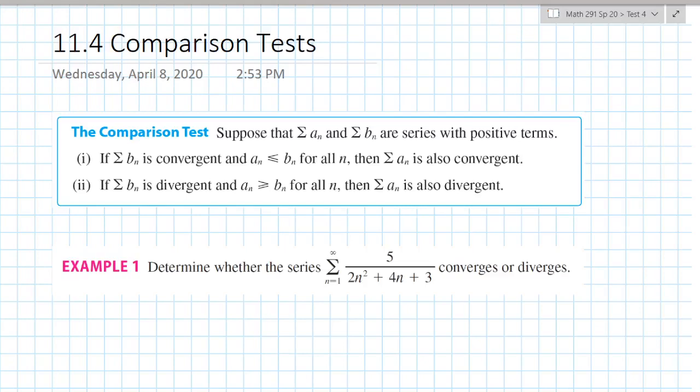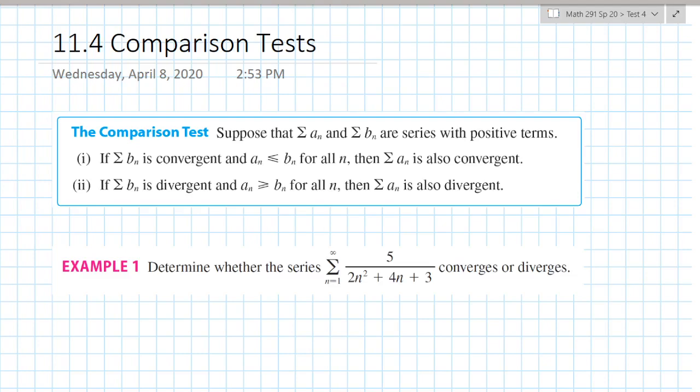This next section adds two more types of tests. Both of them are comparison tests, comparing a series we don't know to a series that we do know. And recall there are a couple of series we want to keep in mind. The geometric series and the p-series are very common series that we're going to use to compare other series.